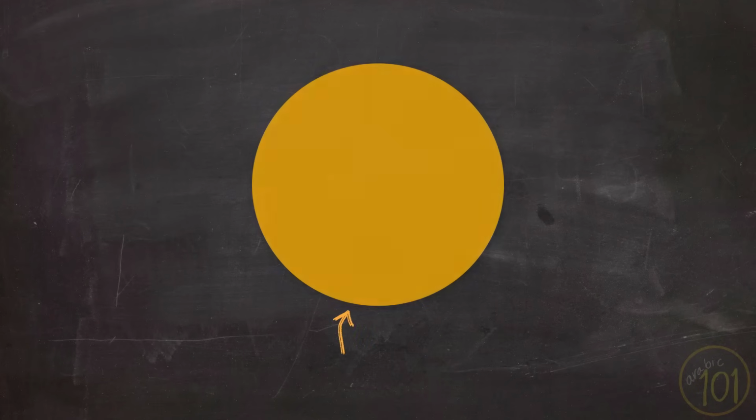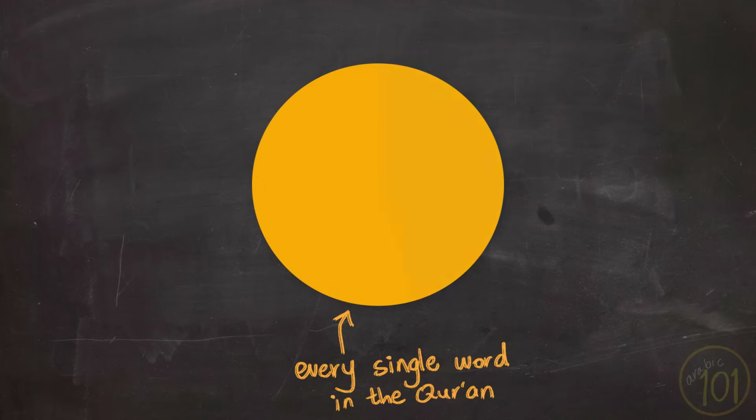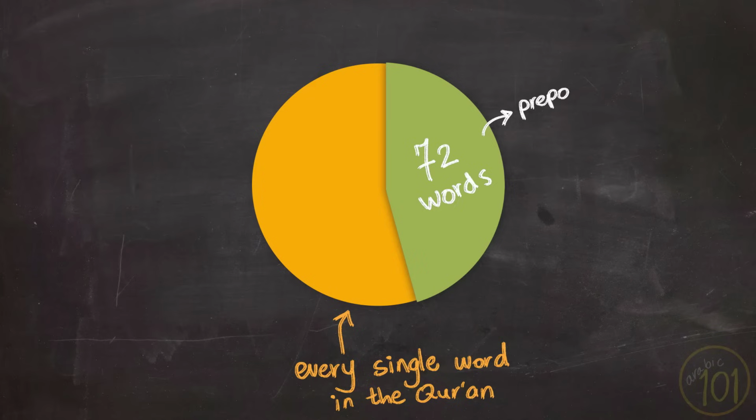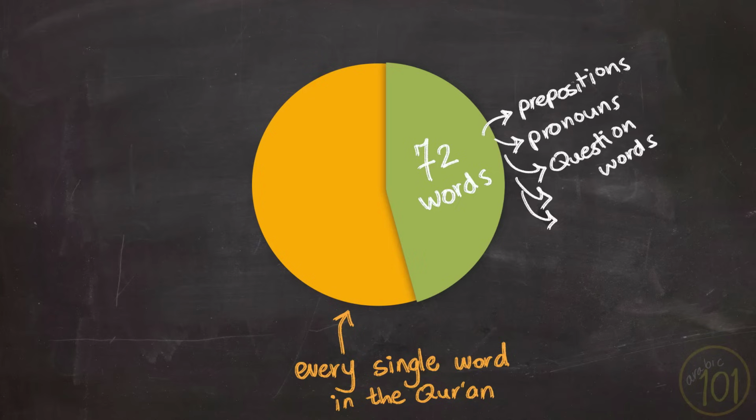This pie here represents all the words in the Holy Quran. Around 45% of all of the Holy Quran is made up by only 72 words. They include prepositions, pronouns, demonstrative pronouns, question words, and so on. And these are repeated hundreds of times, and some are even thousands of times.